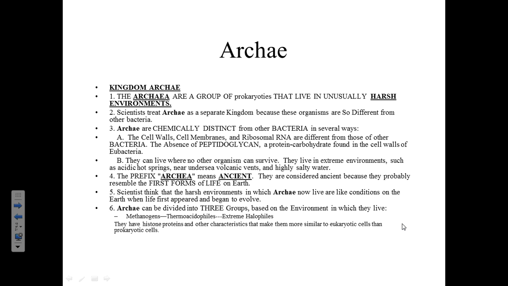Why did they get that name archaea? What's archaea mean? It's like archaic. It means ancient. And when they first discovered them, they probably thought that these might have been very similar to the first forms of life.